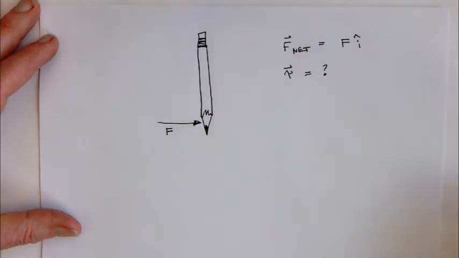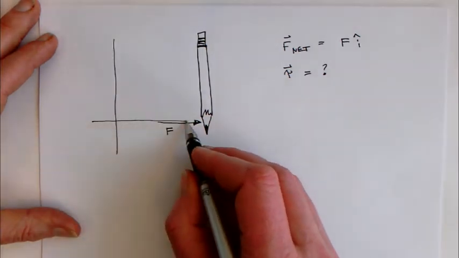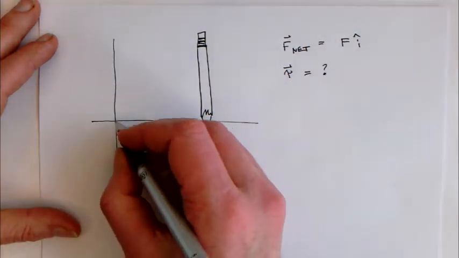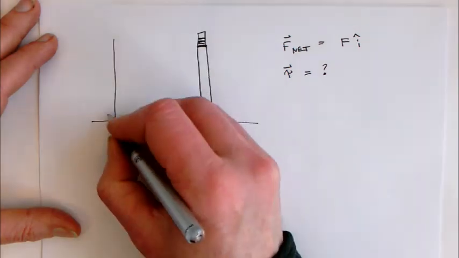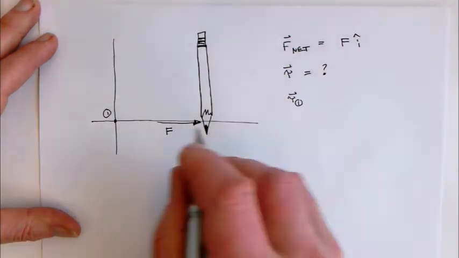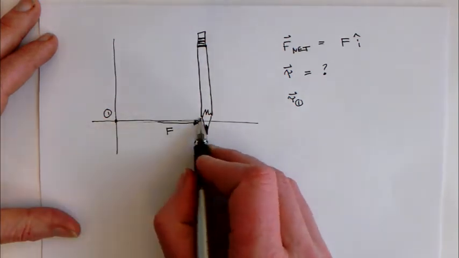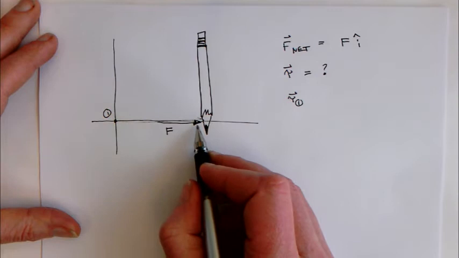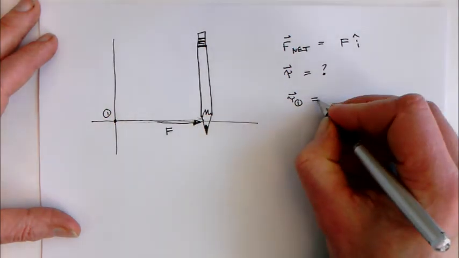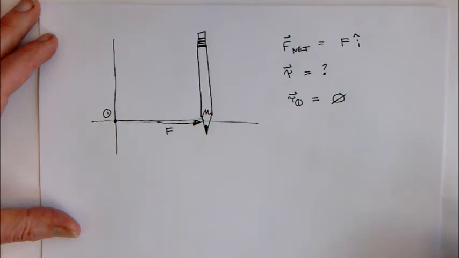Well, the torque is going to depend on what I choose for a coordinate system. So I could, for example, choose this to be my coordinate system. Let's call that coordinate system number 1. Well, the torque in coordinate system number 1 is going to be r cross F. Well, r is going to be in the i-hat direction, F is in the i-hat direction, i-hat cross i-hat is 0, so the torque in coordinate system number 1 is 0.